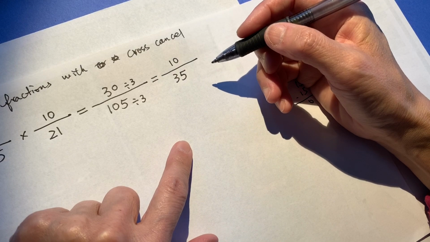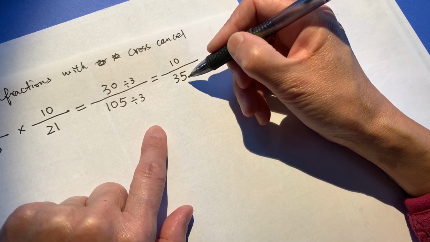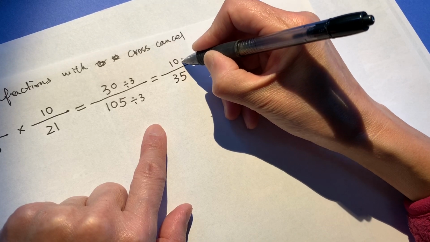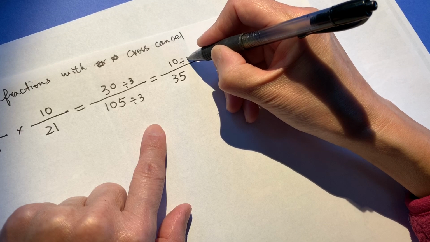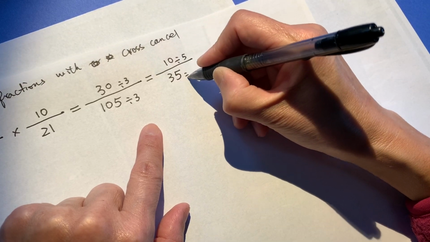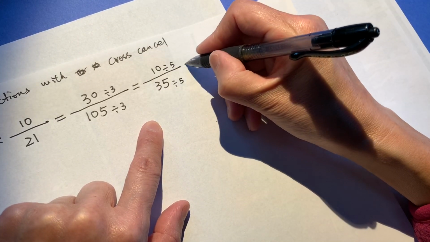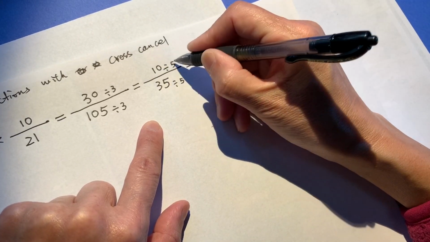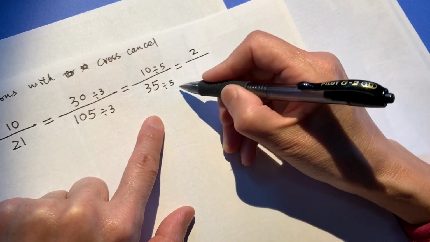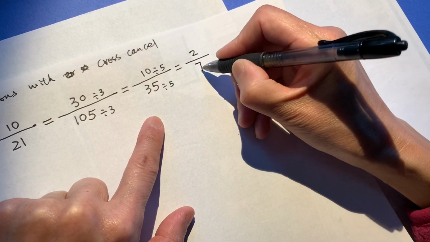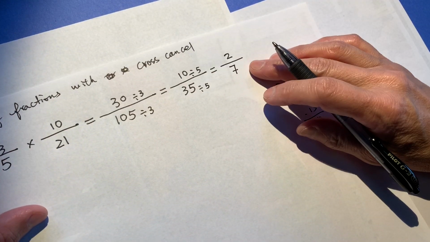And we can keep on dividing because the last number is 5. So the top can be divided by 5, and the bottom can be divided by 5. So 10 divided by 5 is 2, and 35 divided by 5 is 7. So we can get the answer like this.